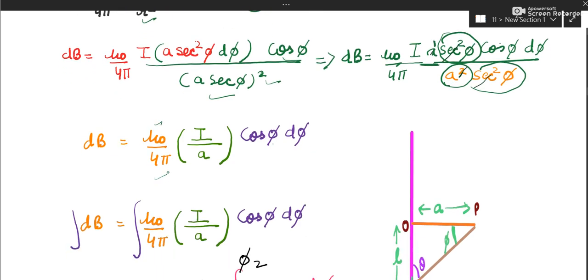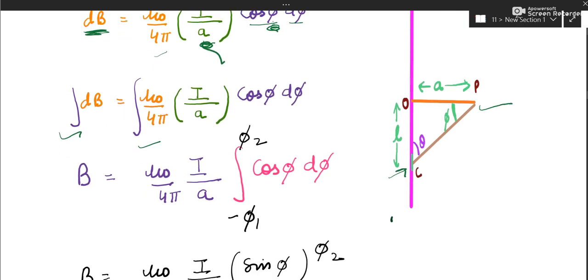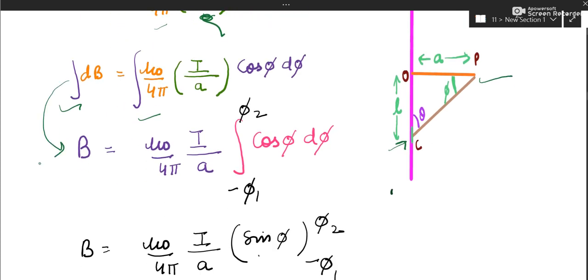Mu naught by 4 pi, I is there, a is there, cos phi d phi. So this is the magnetic field which is produced due to the small current element at point P. And I have reported the answer in terms of A and phi, which are allowed. Now we'll have to find out the magnetic field due to the entire length of the wire, and for that we'll be integrating on both the sides. So integrating both the sides, we have done the integration. dB will change into B, correct? Mu naught by 4 pi outside, I by A outside, because these are constant. Cos phi d phi are left here.